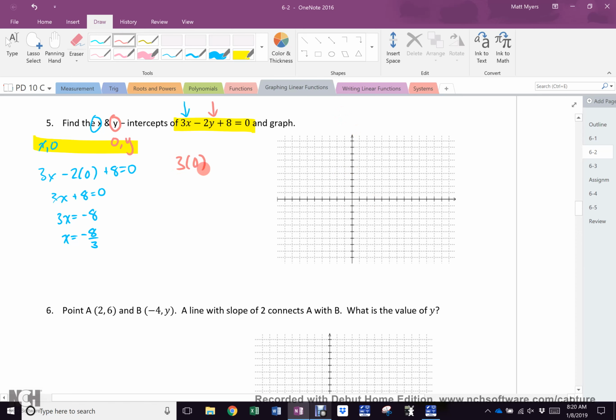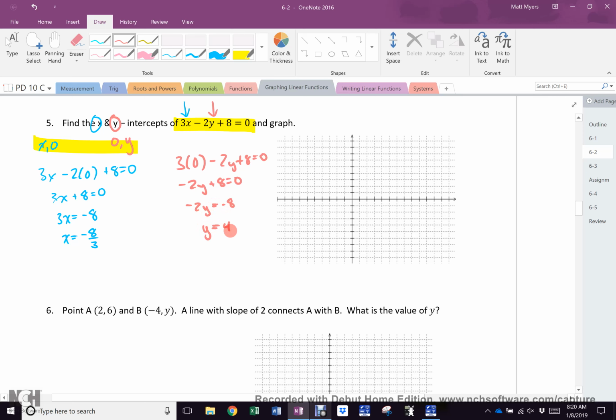3 times 0, again, for lesson purposes, you can just say to yourself, oh, x is 0, I can drop it out. Minus 2y plus 8 equals 0. Negative 2y plus 8 equals 0. Negative 2y equals negative 8. y equals 4. Now am I in a good spot?